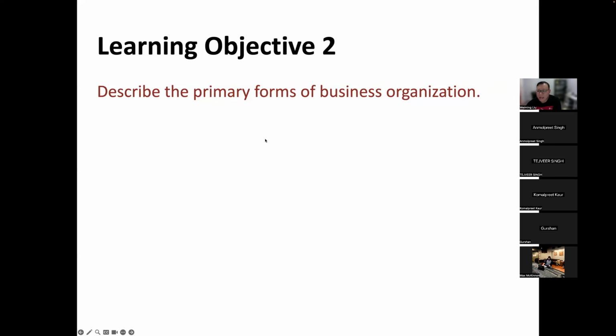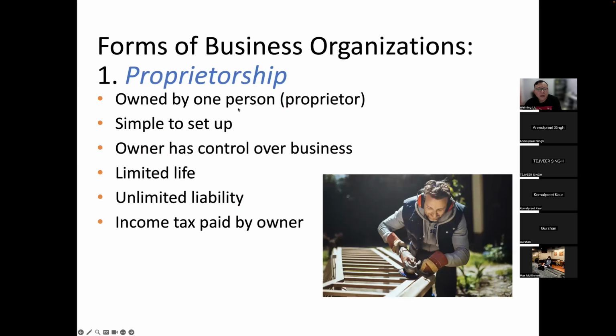So in this second section, I'm going to talk about the primary forms of business and organization. Okay, so the first type of business is called proprietorship.